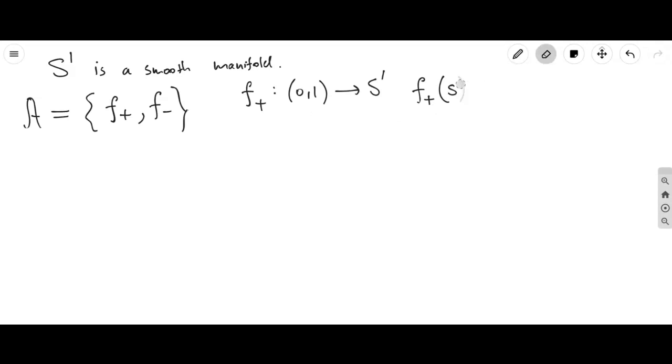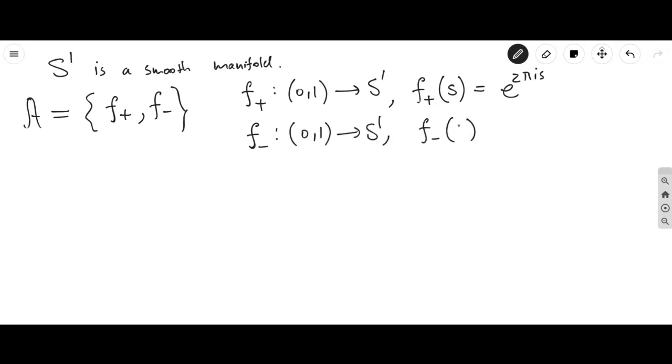And you will notice I'm going to be using the letter s. So s is a number from 0 to 1, and the formula is e to the 2 pi i s. And the negative chart is the one that's going to be given by, and as you will see, I'm deliberately using a different letter so that I'll be able to tell these two charts apart. Psychologically, it's going to be convenient to be able to distinguish between them. So this is going to be negative e to the 2 pi i t.